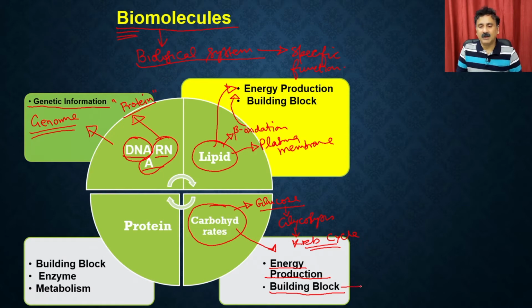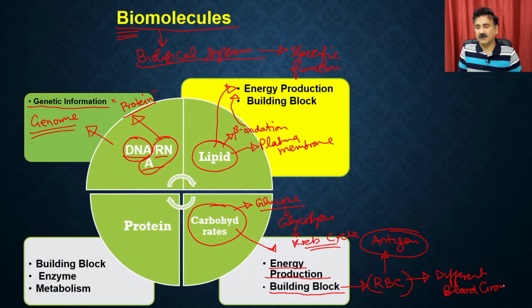For example, the carbohydrates are present on the RBC, and these carbohydrate molecules are forming different types of antigens, and that's how the RBCs could adopt different types of blood groups, right? So you can have different types of blood groups because of the sugar modifications, right? So what are the different blood groups?